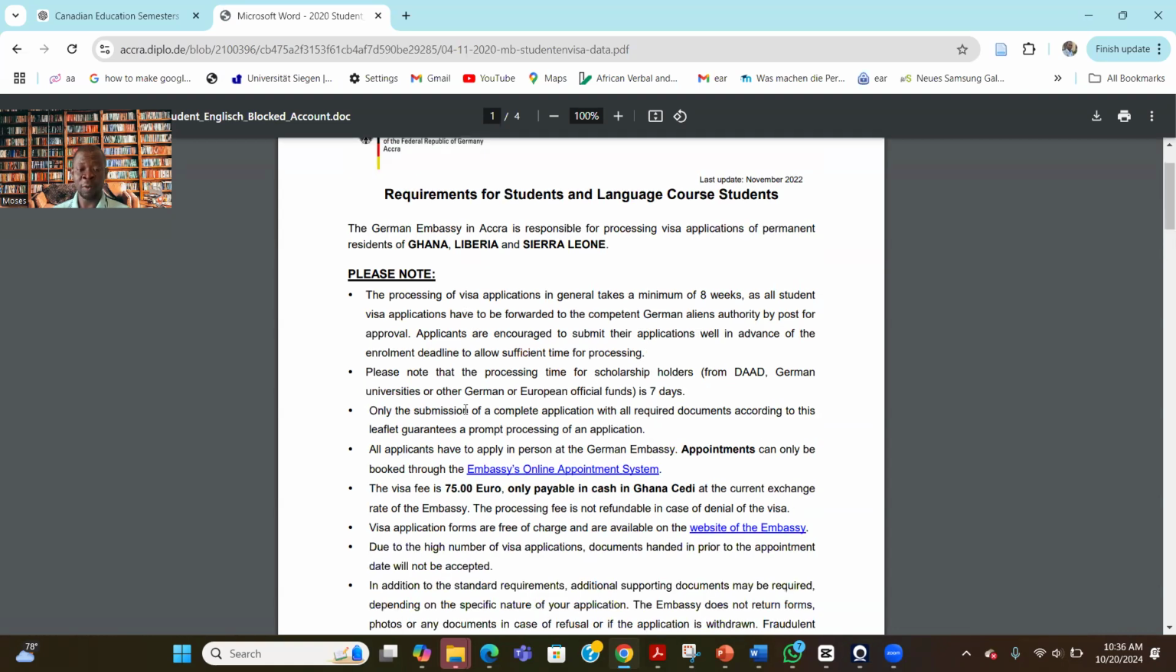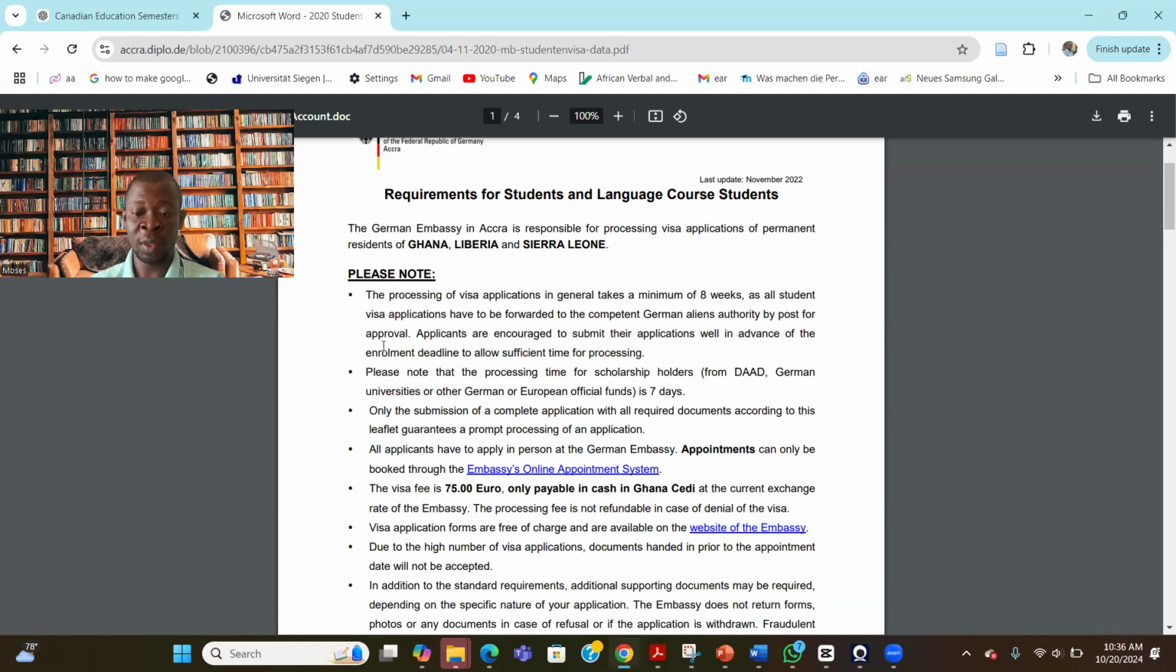And the visa requirement. This is very, very, very important. You don't need to skip it. You need to know it and then work by it. I'm going to explain everything. I'll try to read them so that we don't skip anything, and I will explain all the points for you. So the process of visa application generally takes a minimum of 8 weeks.